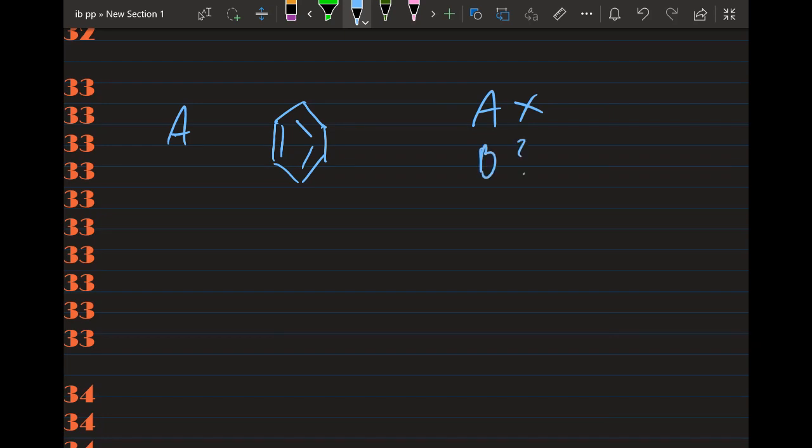H1 NMR shows 6 signals. No, that's not true. There's only one hydrogen environment for benzene, and they all occupy the same hydrogen environment. So C's wrong. And D, H1 NMR shows one signal. That's good. And it forms a single isomer. So there's only one way you can put bromine on here.